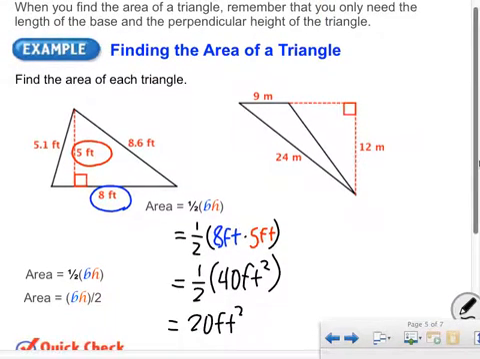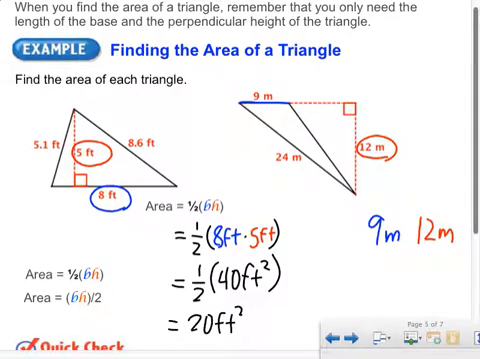Okay, so let's take a look at this next one. This one was a little more challenging. Can I get somebody to help me identify the base and the height for this problem? Tata. So the base is 9. Nice. The base is 9, correct? And the height is 12. So 9 meters for the base and the height is 12 meters.